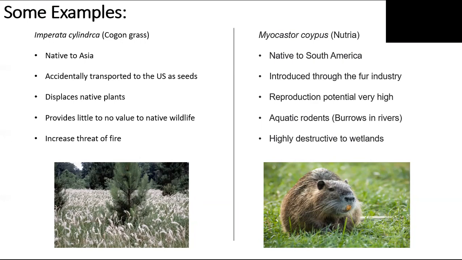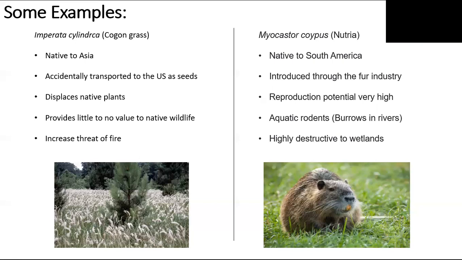Next, we have Myocastor coipus, which everyone knows is the nutria. It was native to South America, brought over through the fur industry because they thought people would want the fur, which no one does. And the thing with the nutria is it has a very high reproductive potential. It can reproduce a lot and very fast. And it's an aquatic rodent, so it burrows in bodies of water, rivers, streams, lakes, wetlands, and it changes the soil structure when it burrows.